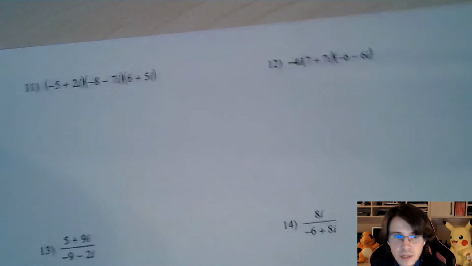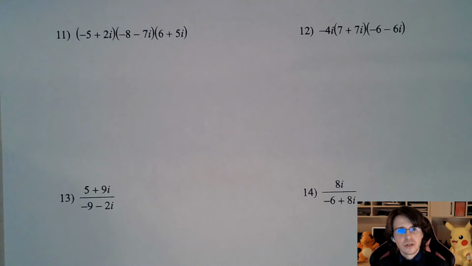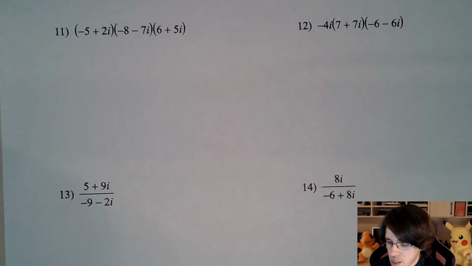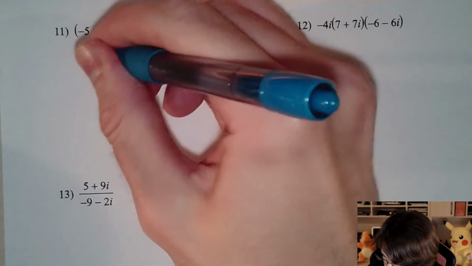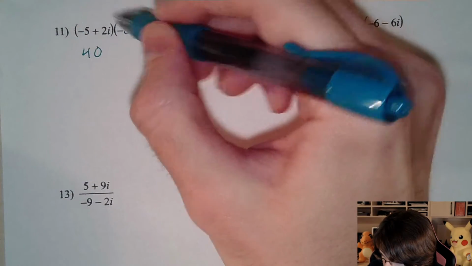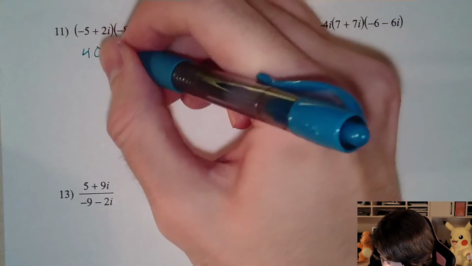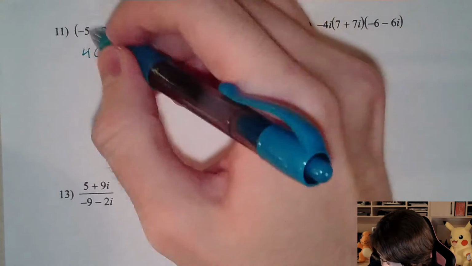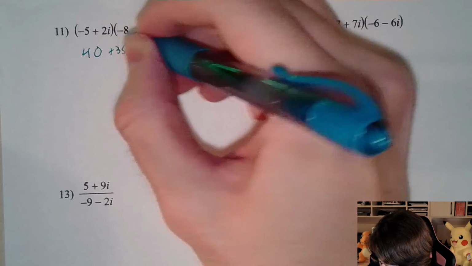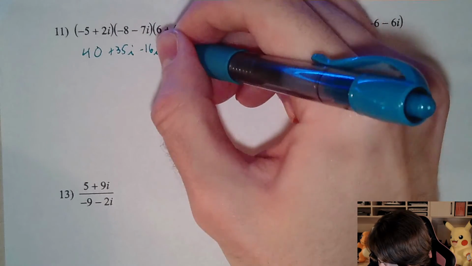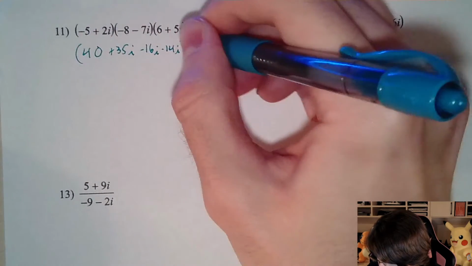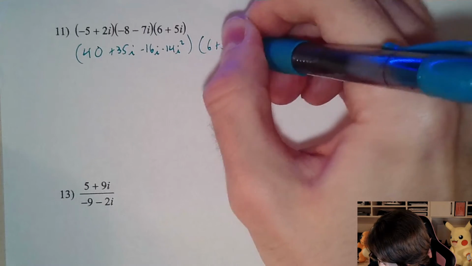So number 11 is a little bit of a mean question. You have to distribute, get those like terms together, and then you got to distribute again. So you have to do all of it twice. A little bit annoying, but still ultimately doable. So negative 5 times negative 8 is going to be 40. Like that. And then negative 5 times negative 7i is plus 35i. We're doing our first, outer, and now our inner minus 16i, and our last minus 14i squared. Remember, all this is going to be multiplied by 6 plus 5i later.